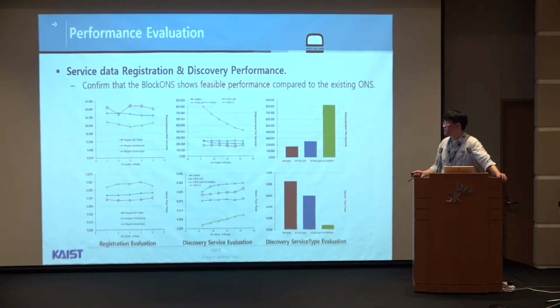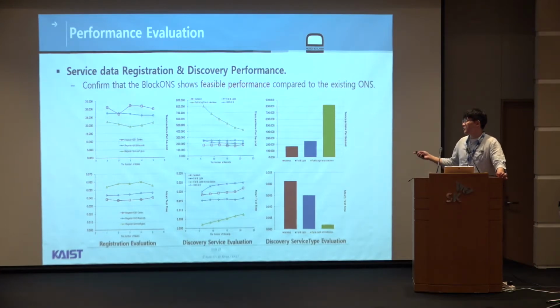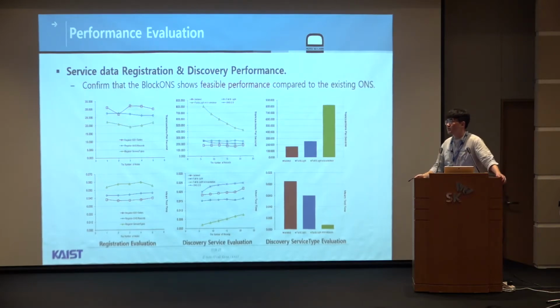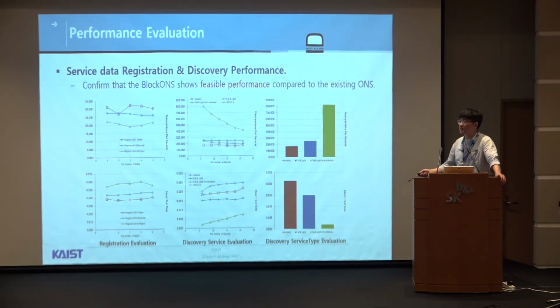The second one is the service registration and discovery performance. There are two types of service data in our BlockONS. The first one is the service data, and the second one is the description of the service data. So we experimented with the two types of service data. This one is the registration evaluation. Comparing with the original ONS, it shows around 10% performance increment. So this is the result.